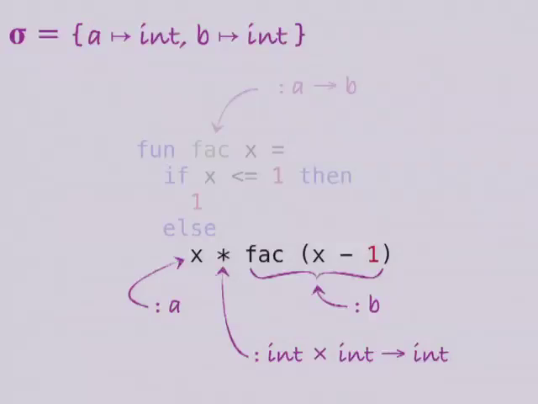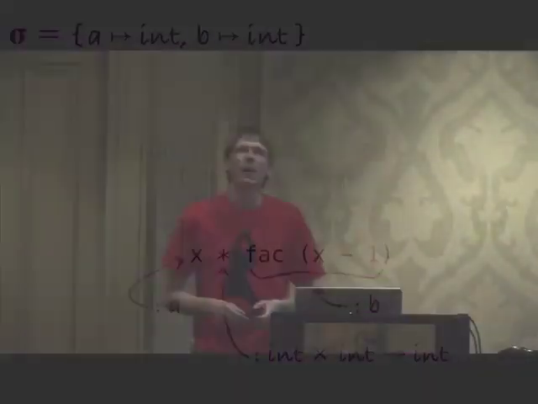Yes? How do you know it's that star operator, not the one that takes double cross double? You guys are asking really, really good questions today. So ML doesn't know. ML cheats. And it says that star is defined for both int and real. But if you don't tell me which one it is, I'm going to assume you meant int, because I don't know anything else to do.